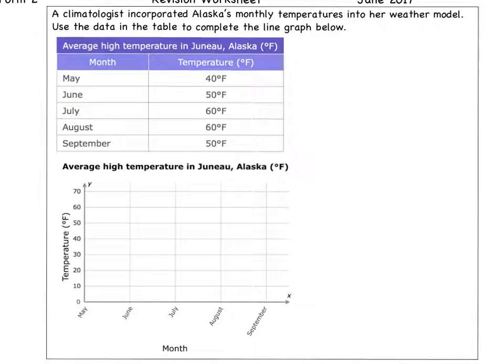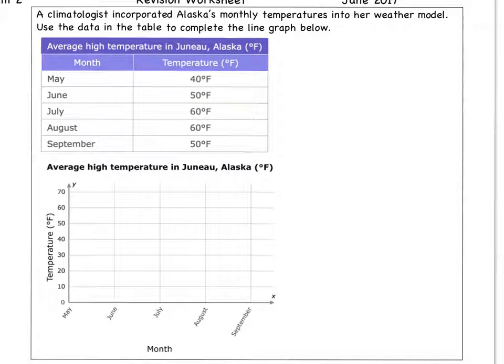Okay, so for this question, we want to use the data in the table to complete a line graph. So in May, it was 40. In June, it was 50. In July, it was 60. In August, it was 60. And in September, it was 50. And we use straight lines to connect these, and that will be our line graph.